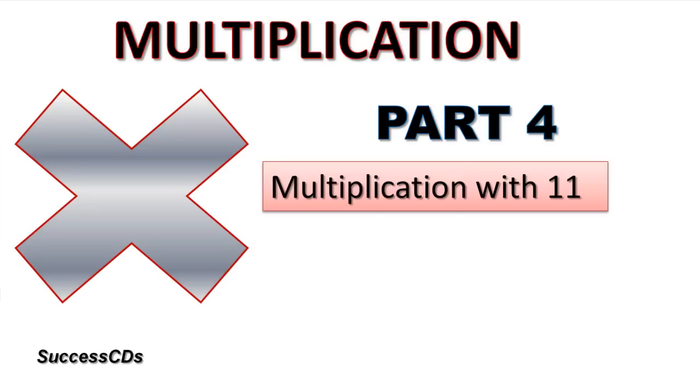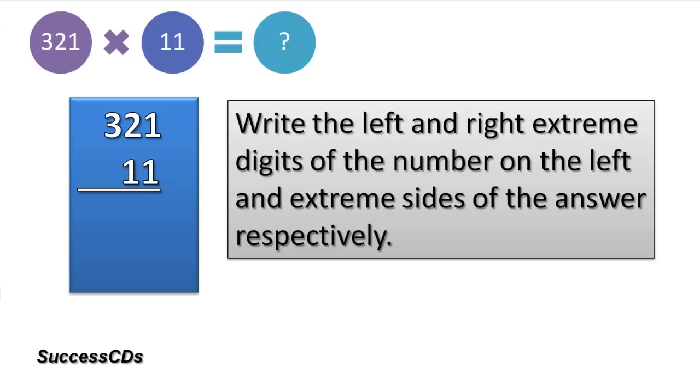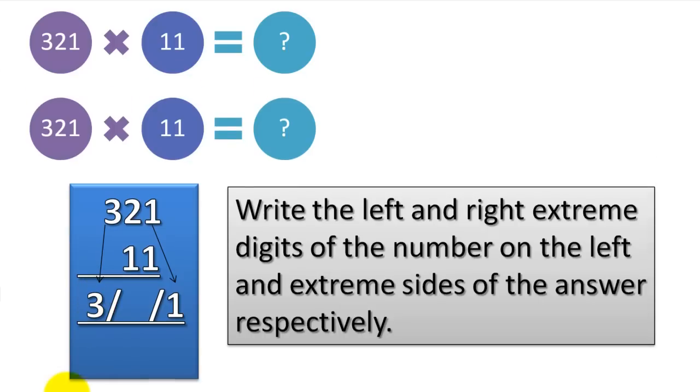The next type of sums where you can use the visual technique is when you have to multiply any number with 11. Here is an example, 321 multiplied by 11. First of all, you will write the left and right extreme digits of the number on the extreme sides of the answer. So here you can see the number on the extreme right hand side is 1. So I have written 1 on the extreme right side of the answer. The number on the extreme left hand side is 3. So similarly I have written 3 on the extreme left hand side of the answer.